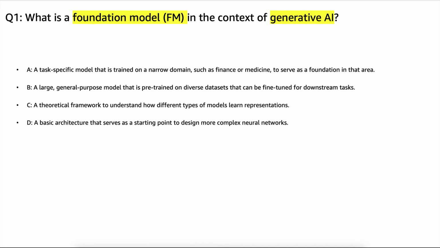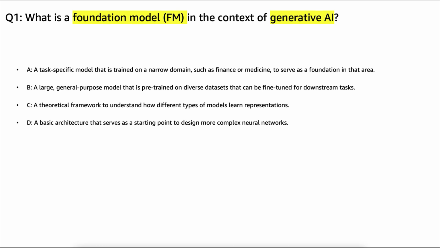Now let's examine the key terms in this question that will help guide our analysis. Notice how I've highlighted the critical terms, foundation model and generative AI, in yellow. These terms are essential to understanding what foundation models actually are and how they function. Foundation models are characterized by being large-scale, general-purpose models. Keep these key concepts in mind as we work through the elimination process.